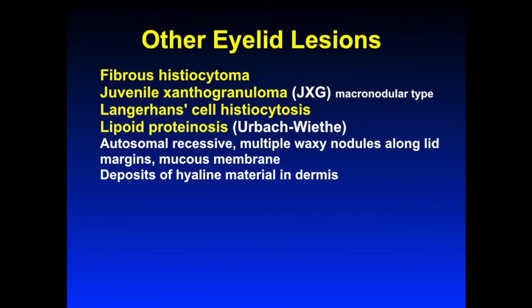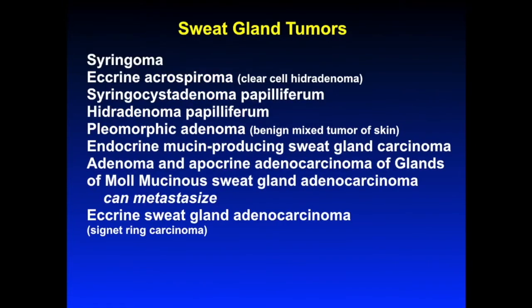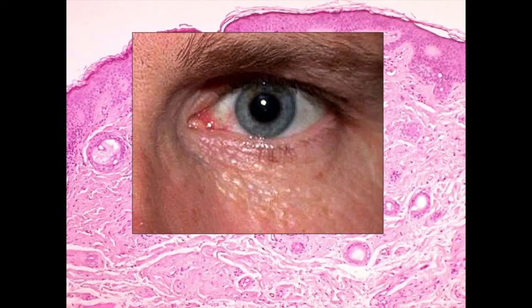A few other eyelid lesions are shown in this lipoid proteinosis. Urbach-Wiethe syndrome is a very interesting congenital lesion that has multiple waxy nodules along the eyelid. Sweat gland tumors: syringomas, probably the most common that we see. This is a benign tumor that occurs in clumps.